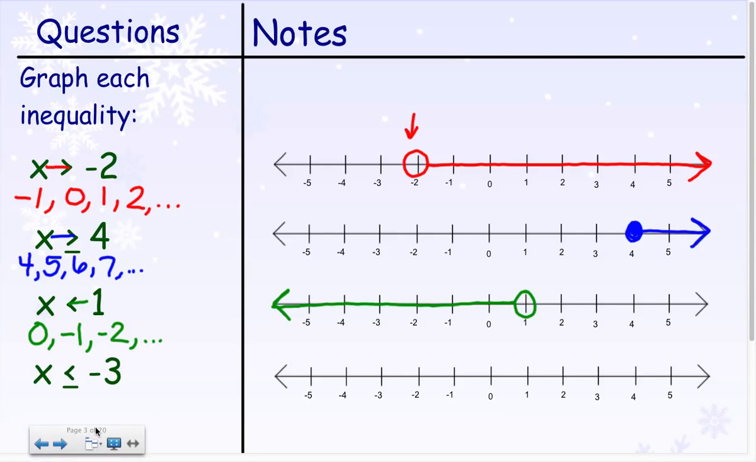X is less than or equal to -3. Put a closed circle on -3. Numbers that are less than or equal to -3 would be -3, and then numbers smaller than -3 would be -4, -5, -6, and so on. So those numbers fall to the left on my number line. I could also turn my inequality sign into an arrow. My arrow is pointing to the left.